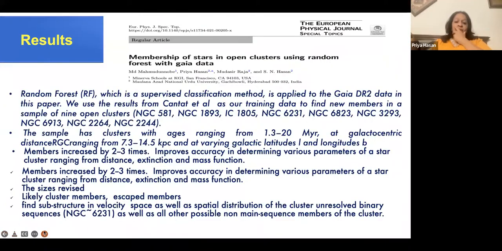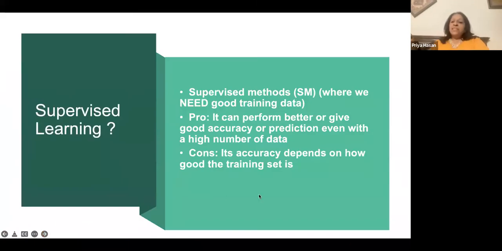But in the supervised method, the advantage is obviously that you have a good accuracy of prediction because you have a good data set which you are using to train. But the con is that if you are underconfident of your training set, if there's a possibility of contamination in the training set, then you would unwantedly add in unrequired members. And that's why we thought of building this up better by trying to do this using unsupervised techniques.